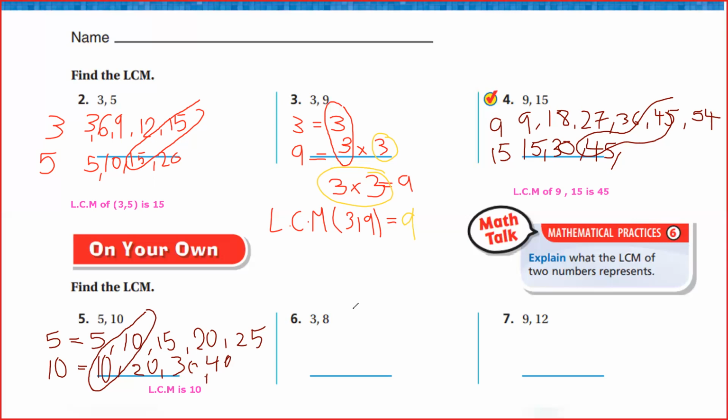Okay. Dima Mansour. Yes, Dima. Here you have 3 and 8. What do you prefer to do, the prime factorization or list the multiples? Okay, 3 and 8, list the multiples. What are the multiples of 3?